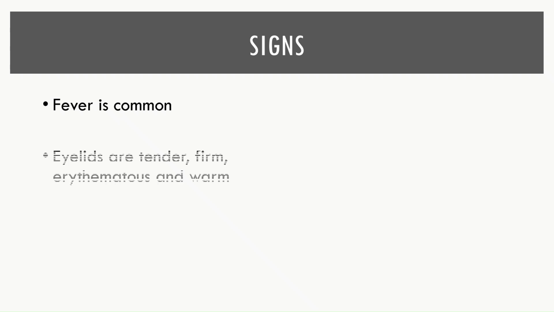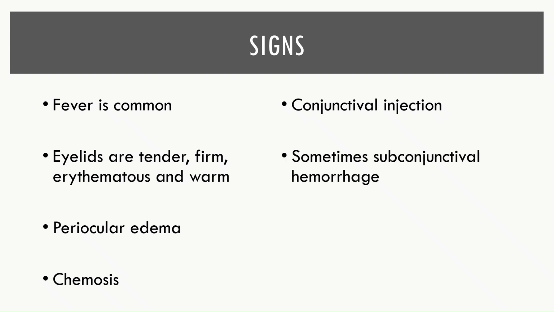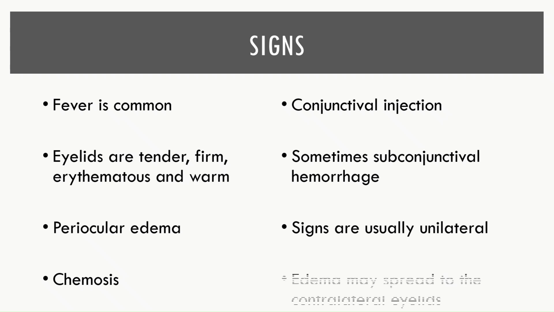Signs: fever is common. Eyelids are tender, firm, erythematous, and warm. Periocular edema, chemosis, conjunctival injection, sometimes subconjunctival hemorrhage. Signs are usually unilateral. However, edema may spread to the contralateral eyelids.